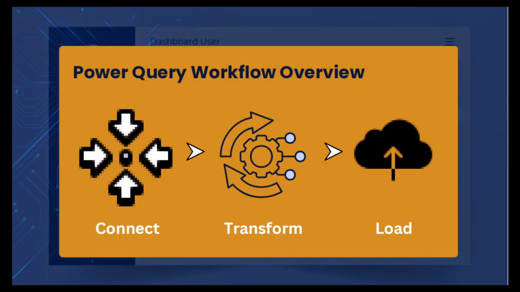Now, how does the Power Query workflow work? First, you want to connect to all your data. So you want to gather your data from multiple sources, and then you transform it using some powerful tools and functionalities in Power Query to something that is ready for analysis, and then you load it into Power BI or Excel, as the case may be. But in this context, we are talking about Power BI. So you load the data into Power BI for data visualization and analysis.